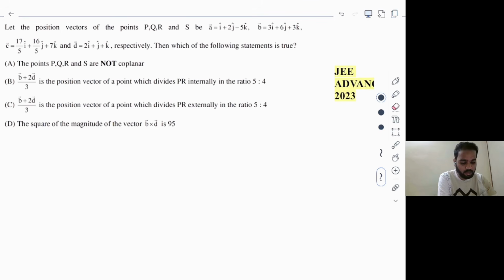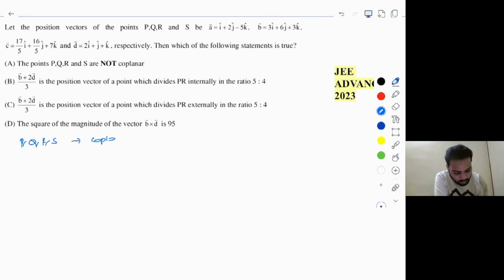So let's see option by option. So the first option, they are saying that the points P, Q, R, S are not coplanar. Okay. But what do we know about coplanarity of 4 points? Let's mention the property here. If the 4 points P, Q, R, S are coplanar, then the box product of PQ bar, PR bar, and PS bar should be equal to 0. So when we have 4 points A, B, C, D which are coplanar, then the box product AB bar, AC bar, and AD bar should be equal to 0, because they become coplanar vectors.